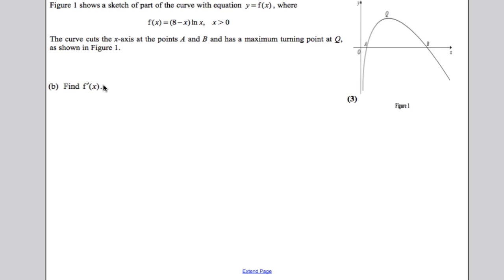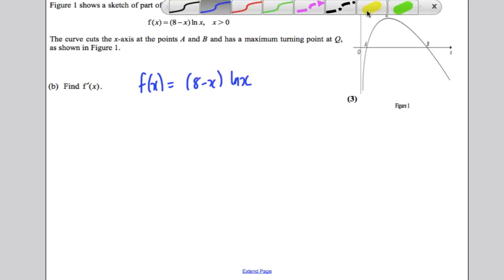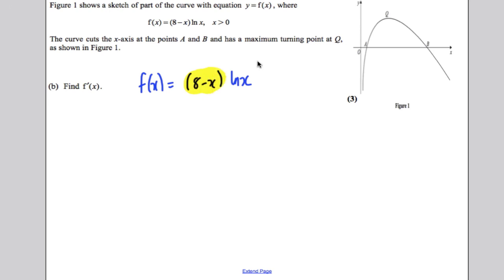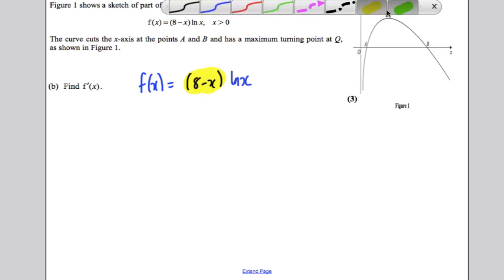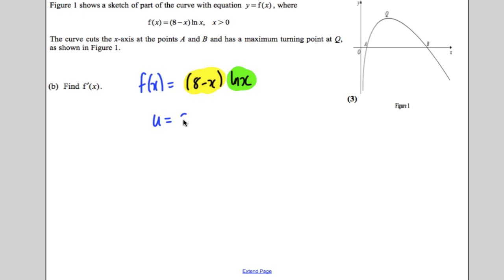Part B, it says find f dash x. Now, you know that f of x is equal to 8 subtract x multiplied by ln x. You should spot here that we have a function u of x, and a different function v of x, and you should realise we've got the product rule going on. So let u be 8 subtract x, let v be ln x. Your u dash is therefore the differential of this, which is -1, and your v dash is the differential of this, which is 1 over x.